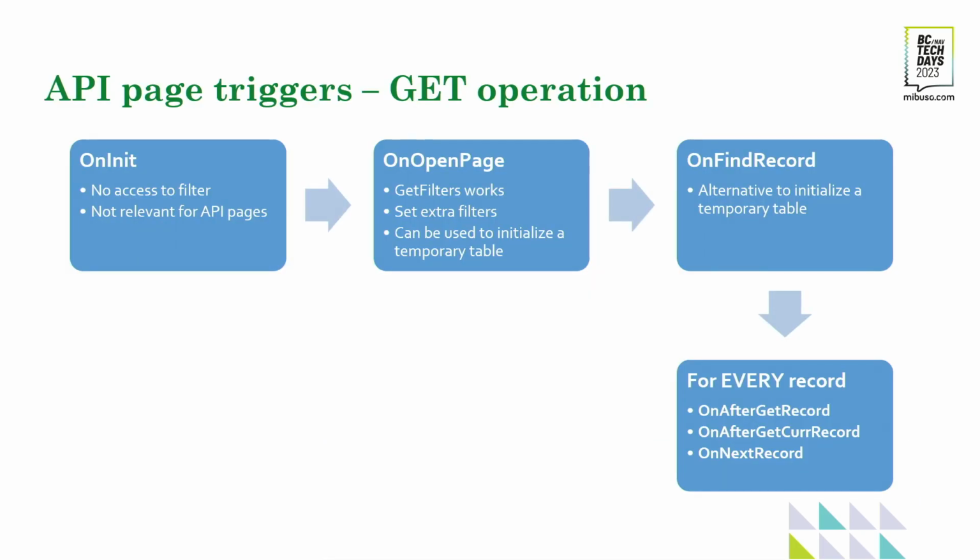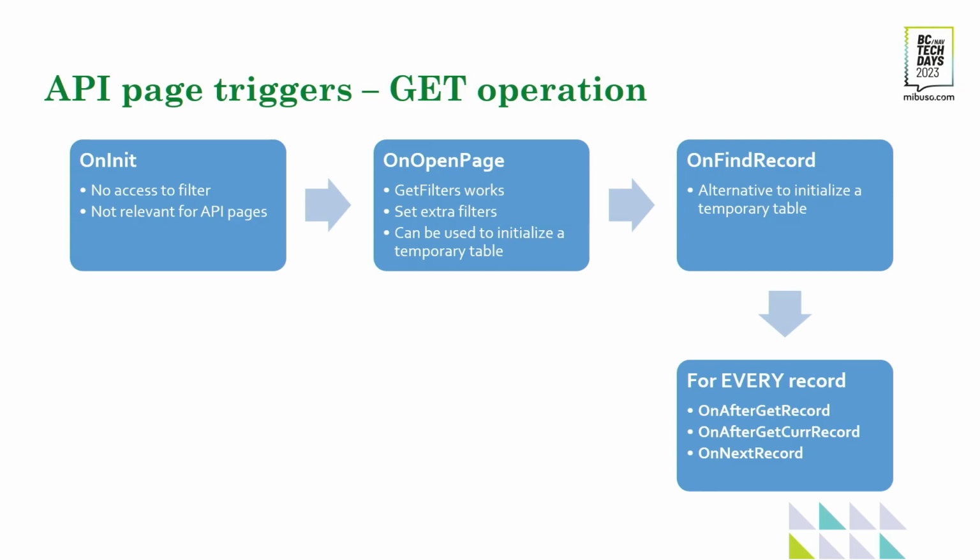When we do a get operation to retrieve a record, that's quite obvious. So we have the onInit trigger, in which you will not be able to see any filters that have been set on the URL, so actually not so relevant for API pages. Then we get the onOpenPage, and in the onOpenPage, you can read any filters that you have set in the URL, including the filter on the system ID. You can maybe set some extra filters, if you want to, on the record, and you can also use that to initialize a temporary table if your API is based on a temporary table. I will come to that also later, how to deal with that.